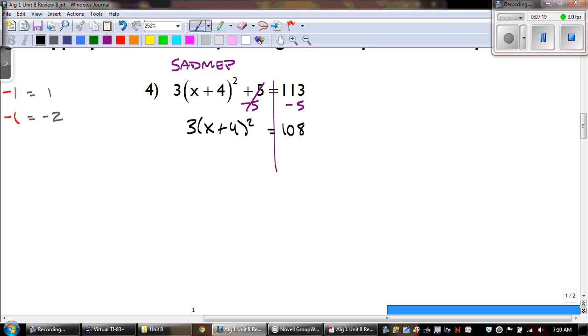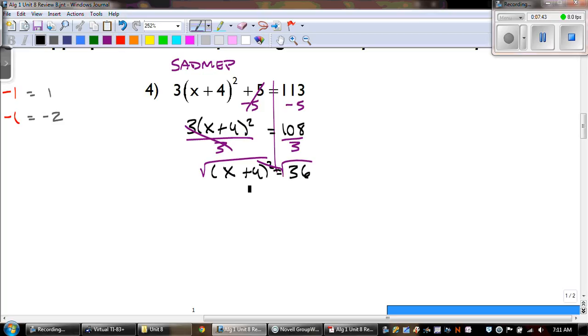All right, the next thing to do would be cancel multiplication, and we cancel multiplication with division. 108 divided by 3 gives us 36. Okay, next thing we want to get rid of our square, and to get rid of the square, we take the square root of both sides.